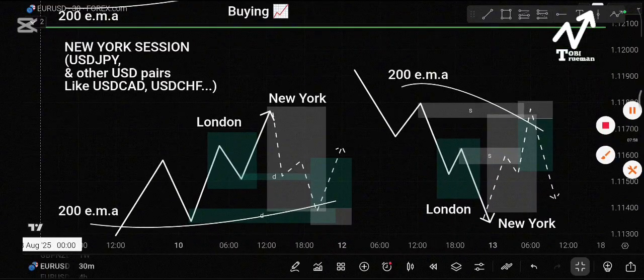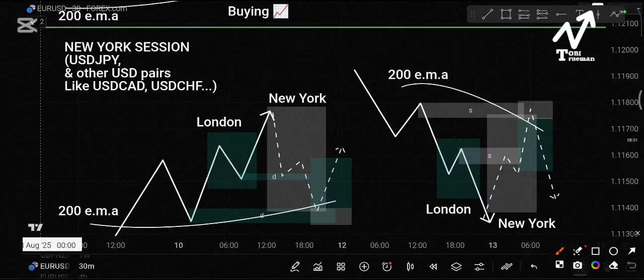The same thing applies for the New York session too. When we are trading the New York session, mostly USD JPY and other USD pairs like USD CAD, USD CHF, and so on and so forth. Every pair that starts with USD, you can look for such possibilities of trading them during the New York session. I hope you understand, because New York is for America, the US, where the USD is dominant, and for the London session, that is where the Euro and GBP are dominant.